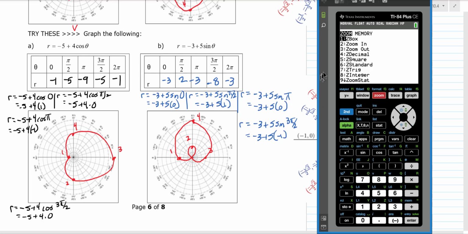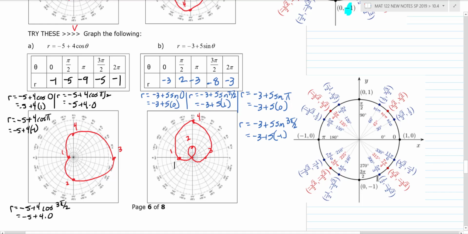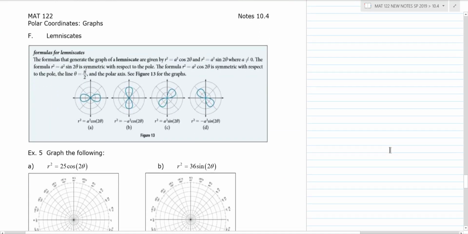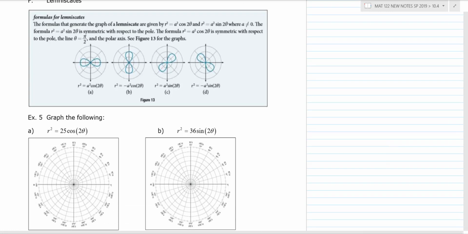If you go zoom square like this, that's more the way it's supposed to look. And sometimes this window changes on these things on me when I'm doing this. Okay, pause if you need to, otherwise you're going to move to the next page, and we're going to do the rest of these on the graphing calculator.